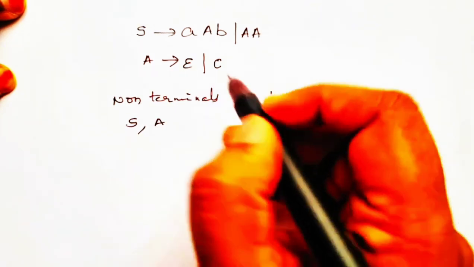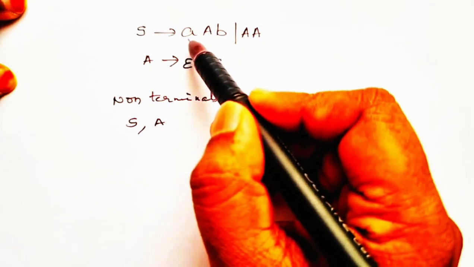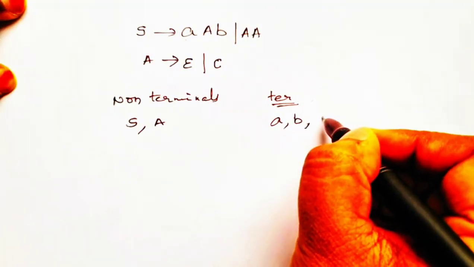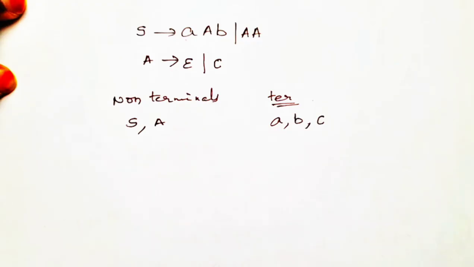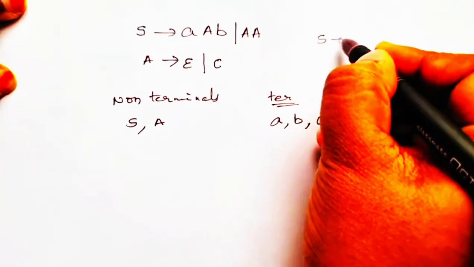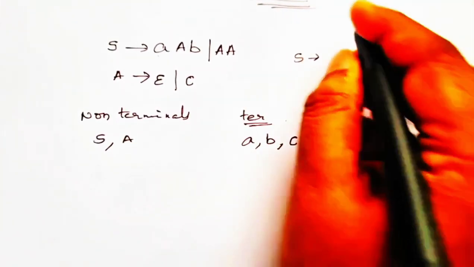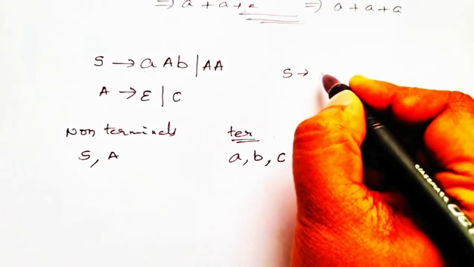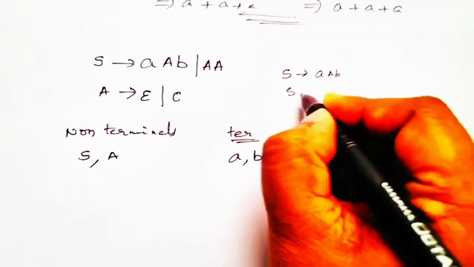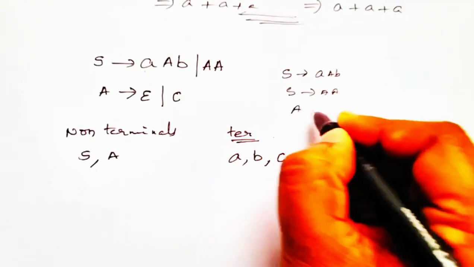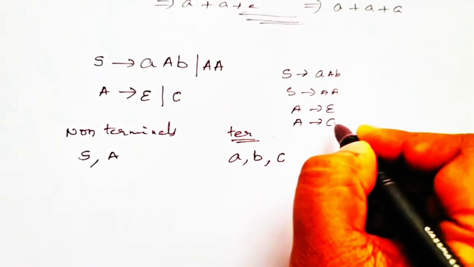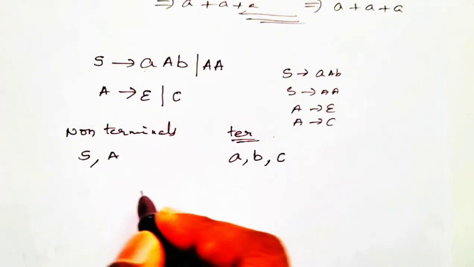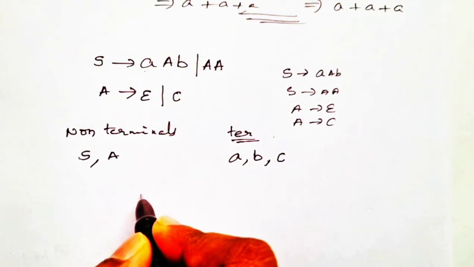Terminals, remaining all symbols. See, small a, small b and C. First, I am writing the production separately. A goes to epsilon, A goes to C. Okay. Let us derive some random string.